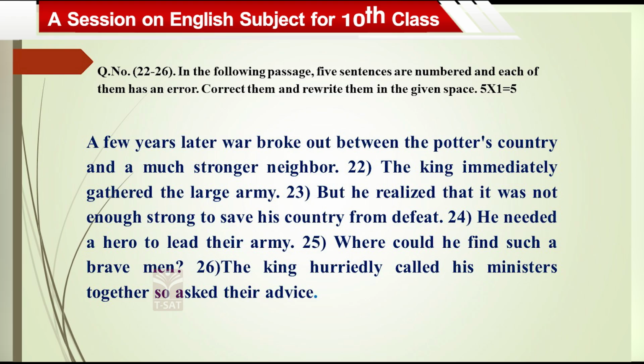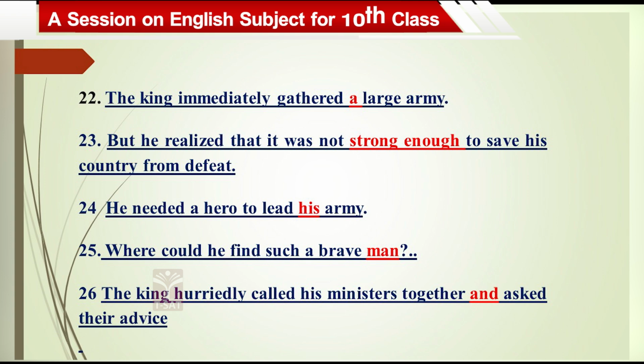This is the passage which you might have read. Now the king immediately gathered the large army. Let's see, one by one. The king immediately gathered a large army. That's an error, because when we are talking about something for the first time, we don't use the definite article 'the'. So we all know that. You need to see whether it's an article mistake or not, and then you will find it out easily.